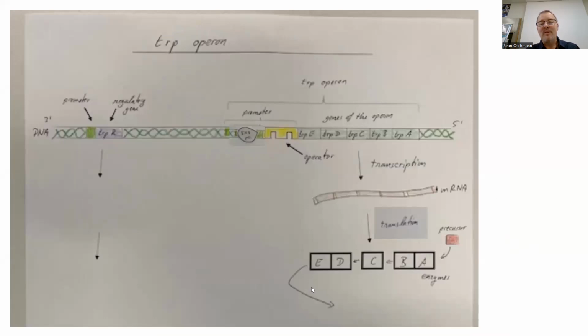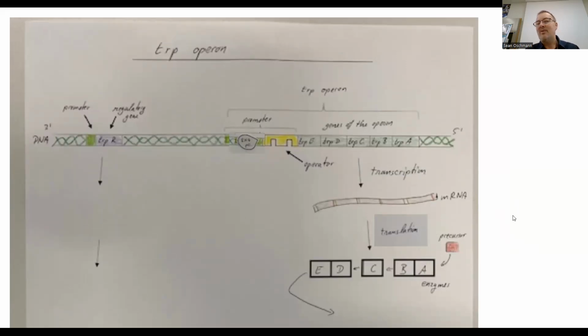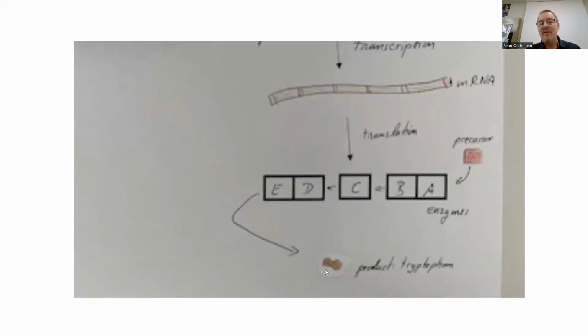These enzymes, of course, make tryptophan, which is important for the bacterial cell to survive, and it can make tryptophan itself. Here's the precursor, some chemical that is worked on first by one enzyme, then by the next enzyme, then by the last enzyme, and then has the finished product, which is the tryptophan. So we glue this one here and write product tryptophan.